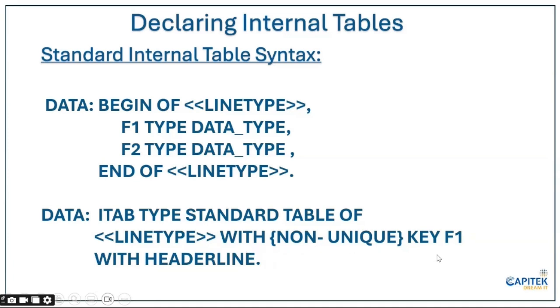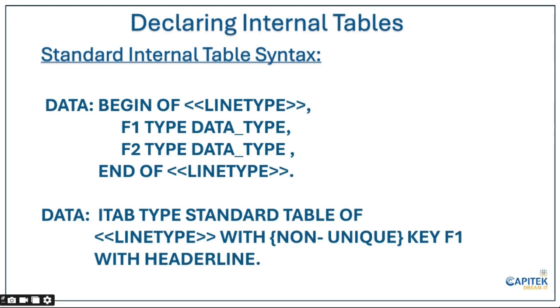with non-unique key F1 with header line. So I gave you an example of this internal table syntax with the header line, just for our understanding. But most of the time we'll go without header line. Without header line means the internal table name and work area name will be different. Here we are saying it is non-unique with the key F1, we have taken the key field as F1, and with the header line. So this is how the simple syntax of the standard internal table looks.